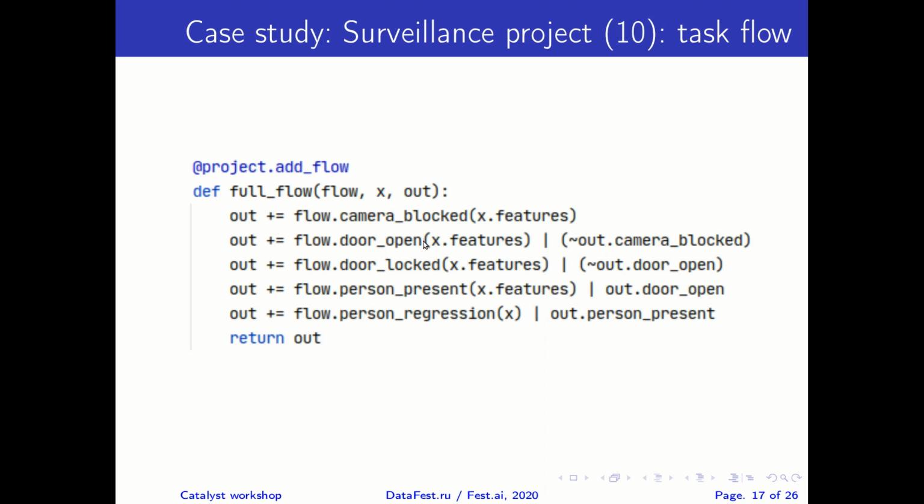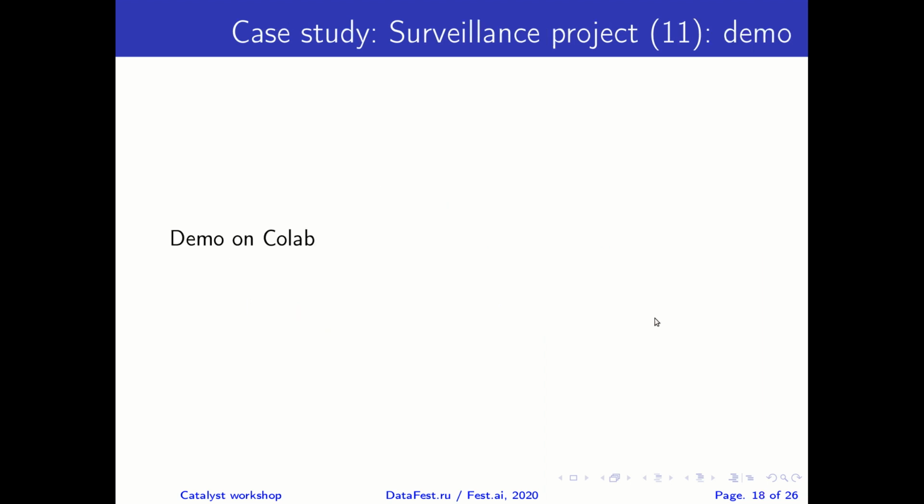flow that we described in natural language translated to this small DSL-like function. So first we predict if the camera is blocked, then we predict if the door is open, given that the camera is not blocked. Then we predict if the door is locked, given that the door is not open. And then we predict if a person is present, given that the door is open. And finally, we do the person regression task, given that the person is present.